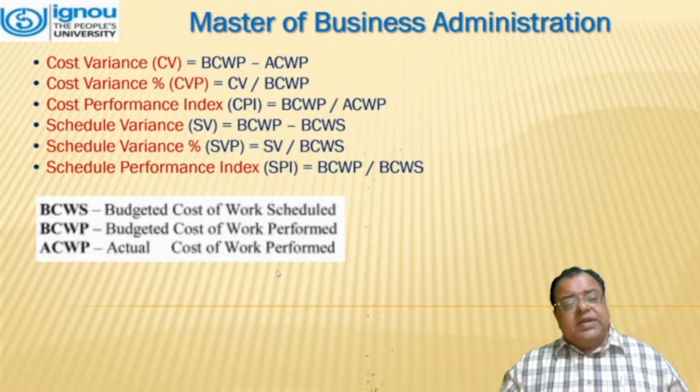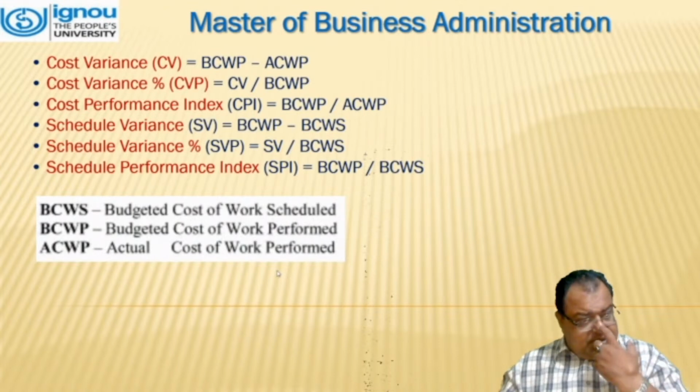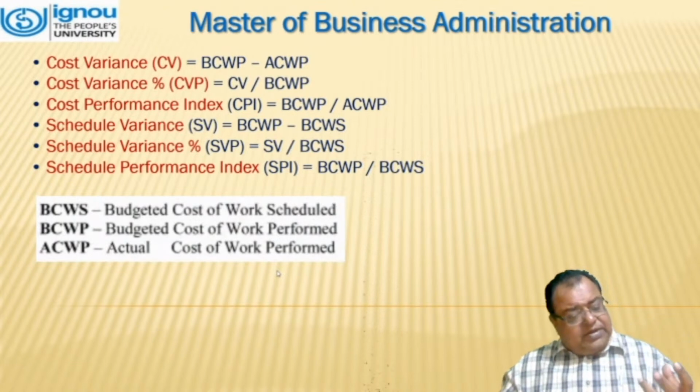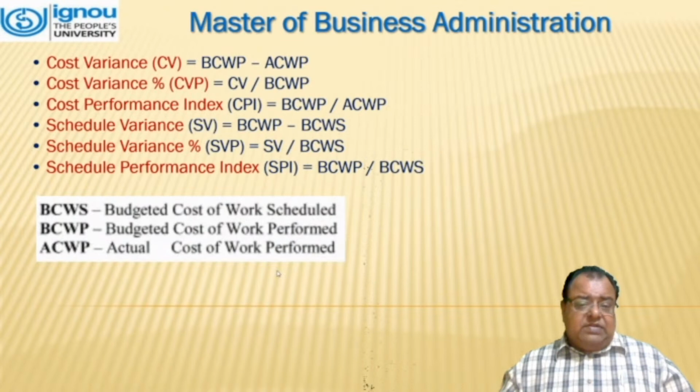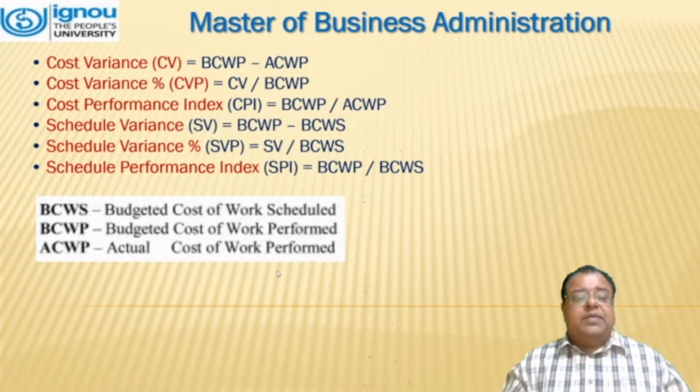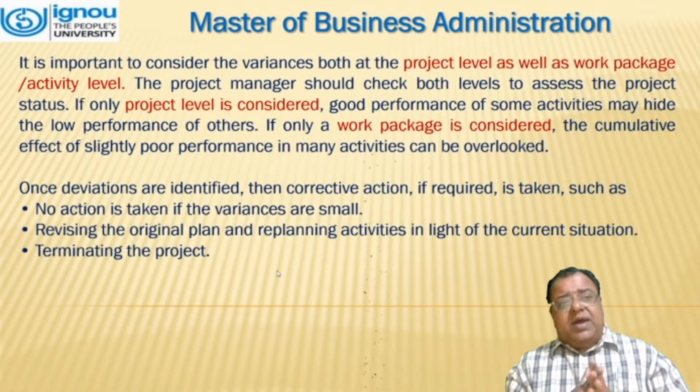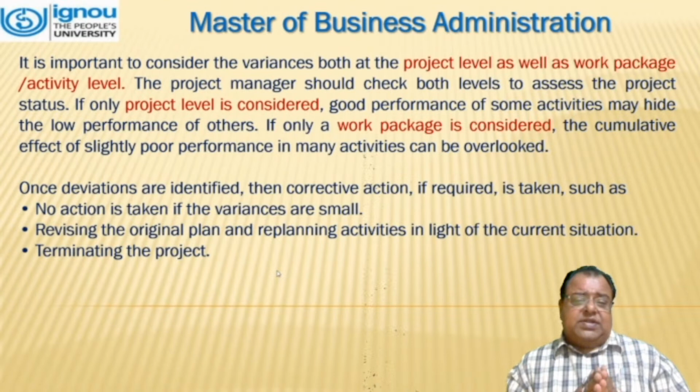Schedule variance, it is BCWP minus BCWS. Schedule variance, again it will be in percentage. It is SV upon BCWS. And schedule performance index SPI is BCWP to BCWS.